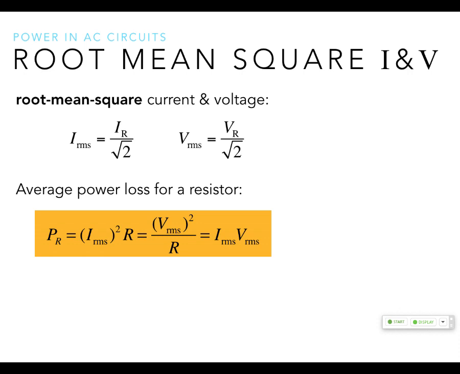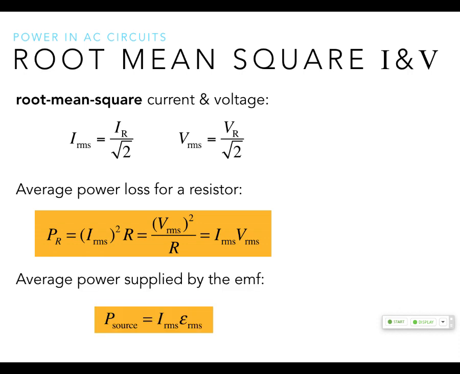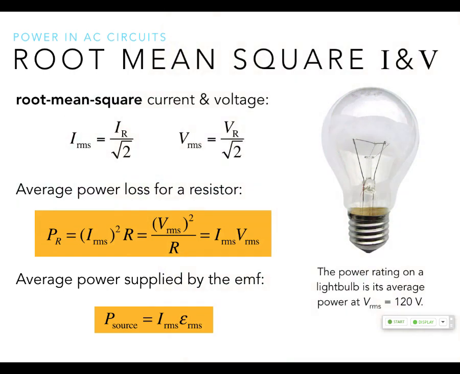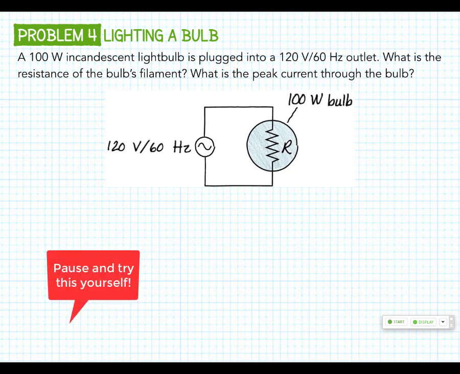Okay? So the average power supplied by the EMF, that's just current times voltage. Okay? But you use the RMS one because now it works just the same as DC. You don't have to learn new formulas. Okay? So, for instance, the power rating on the light bulb is actually its average power, which would be 120 volts, root mean squared. Okay? So, let's try out a whole thing.